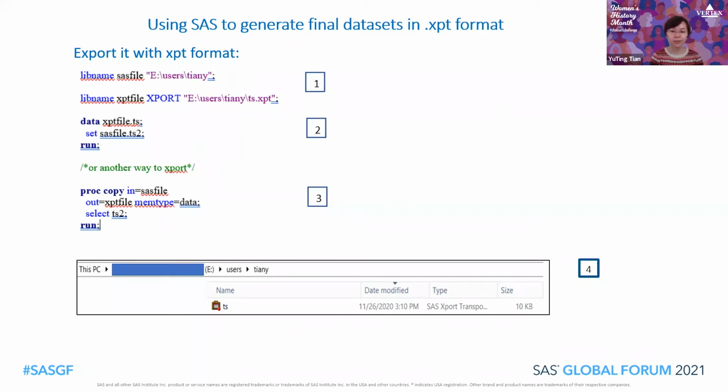And after that, we show two different ways of creating an XPT file. The first way is number 2. We create the XPT file with a data step. And the next way is to use the proc copy statement to create the XPT file. The syntax is pretty straightforward, and you can just copy this code and type it in your own software to see if you will get the same output as we put at the bottom, number 4. Next slide, please.